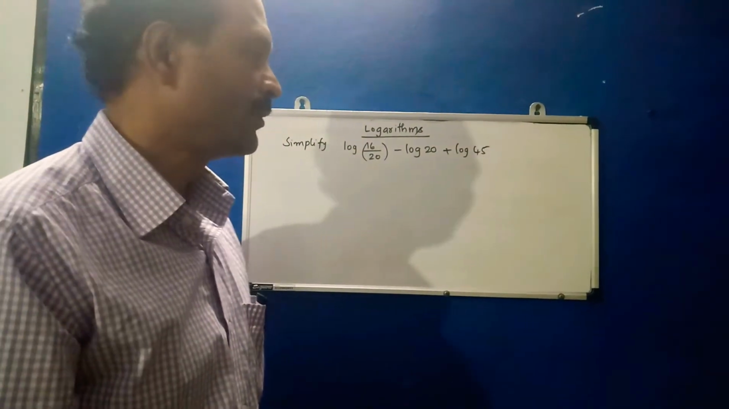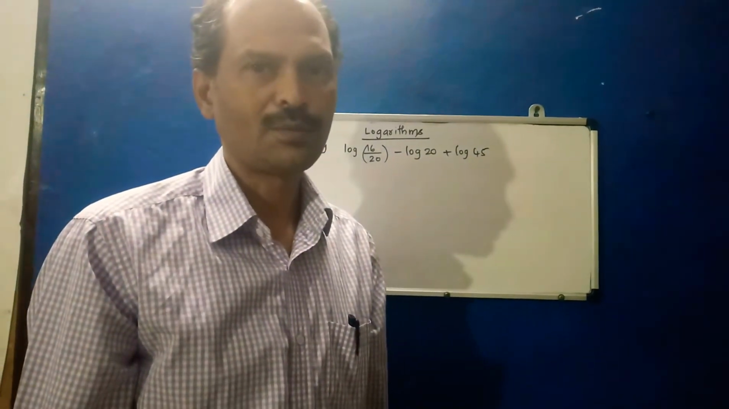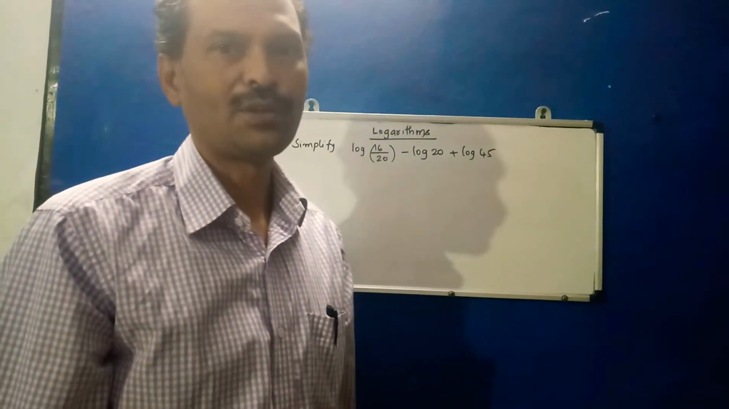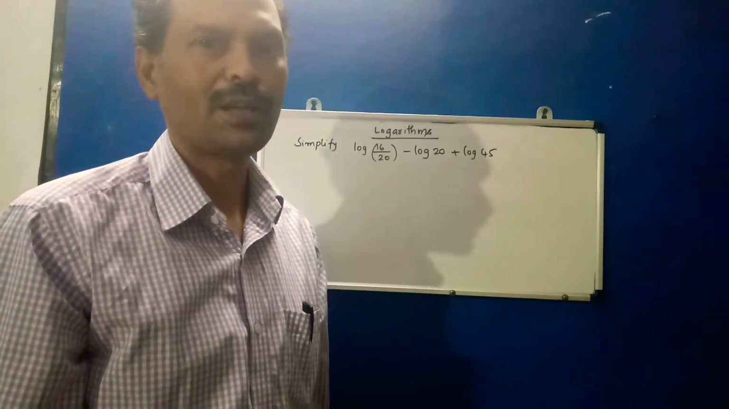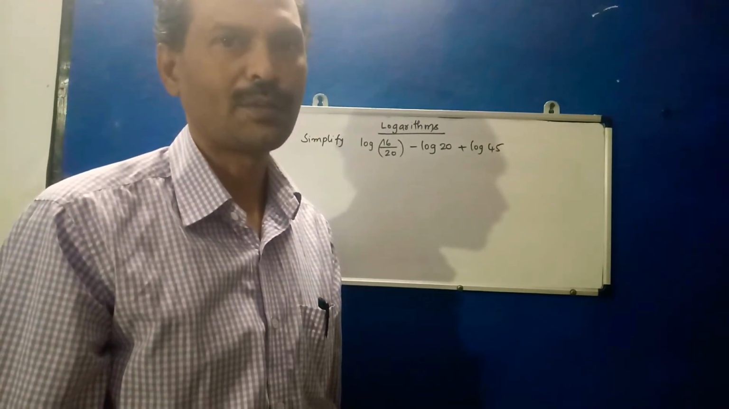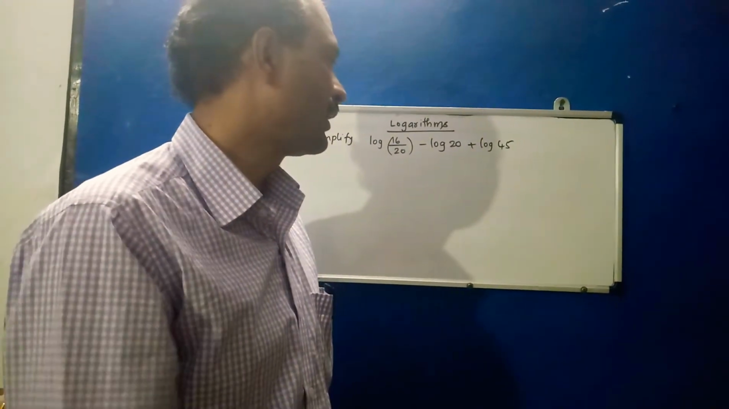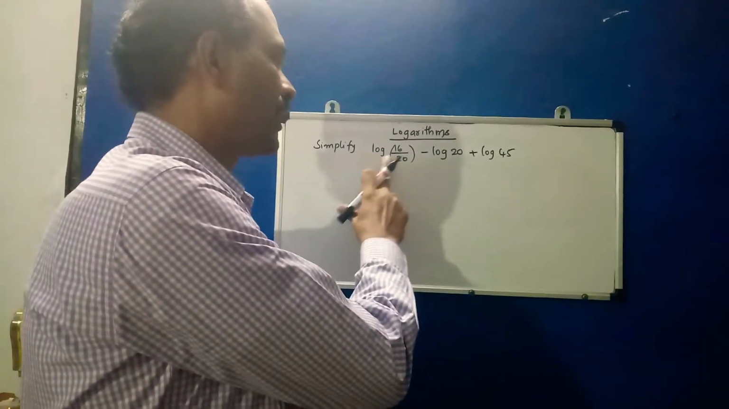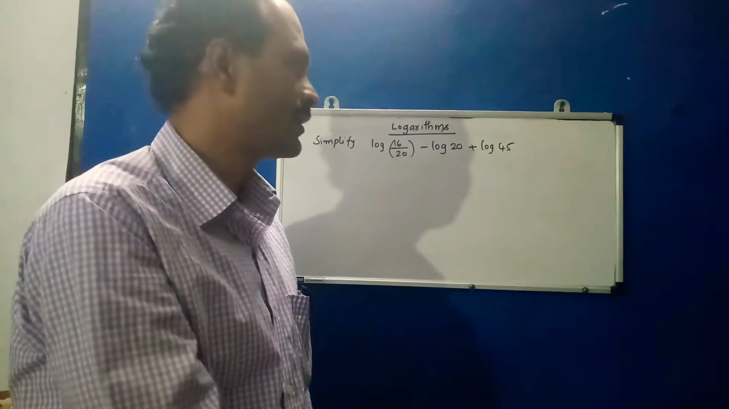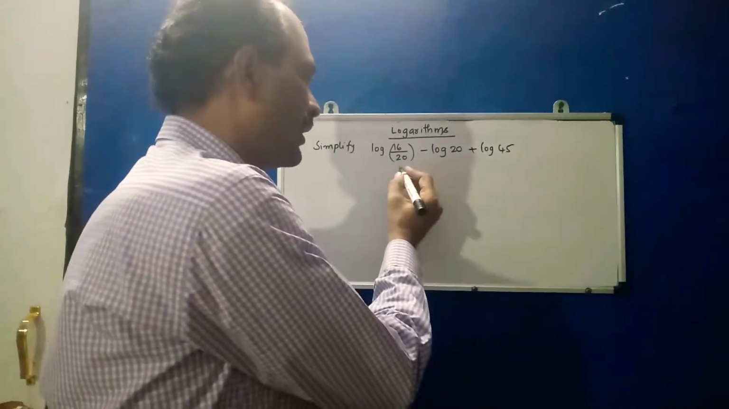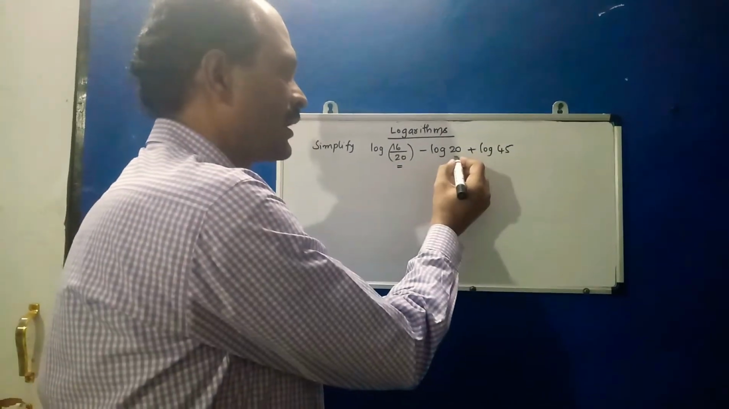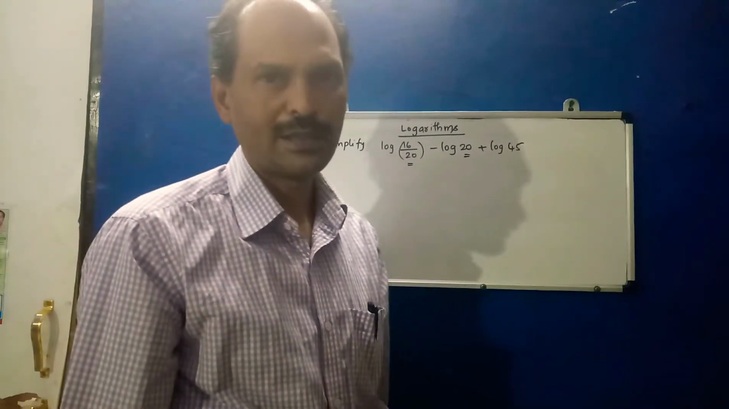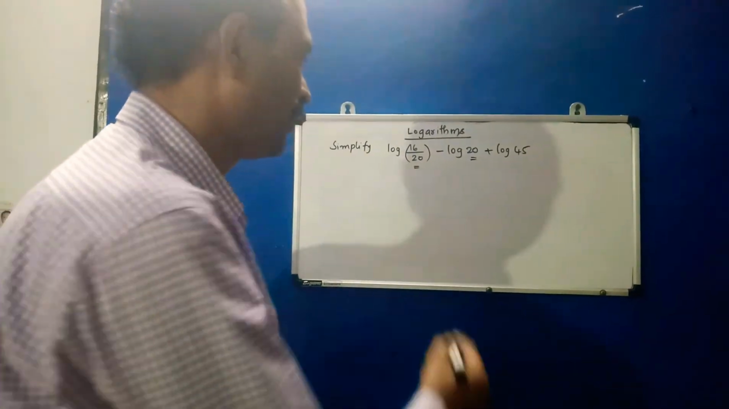To do this problem, please recall the log formulas. We know that log (a × b) is equal to log a plus log b, and log (a/b) is equal to log a minus log b. Here, you can treat this itself as a and this as b, and in between you have a minus sign. So this is like log a minus log b. So more easily we can do it like this.